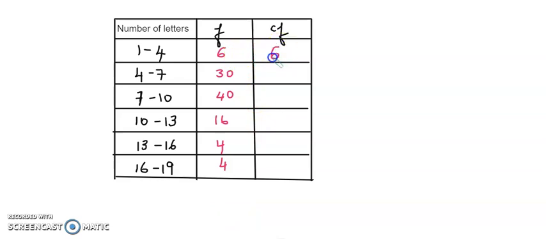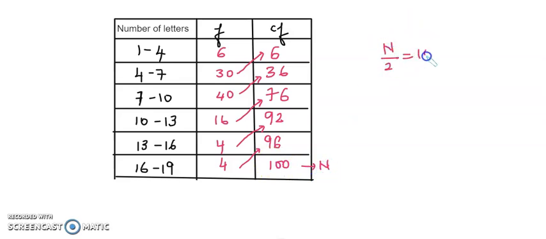So 6 will go, then 30 plus 6, 36, 40 plus 36, 76, 16 plus 76, 92. Why? 6 plus 6 is 12, carry 1, so 7 plus 1, 8, 8 plus 1, 9. Now 4 plus 92, 96, and 4 plus 96 is 100. So this is my n. So what we'll do, n by 2, which is 100 by 2, which is going to give me 50.